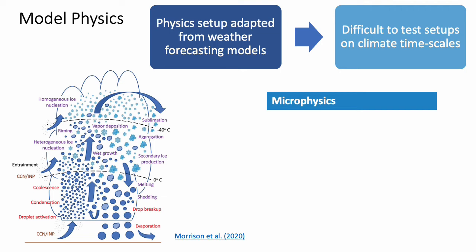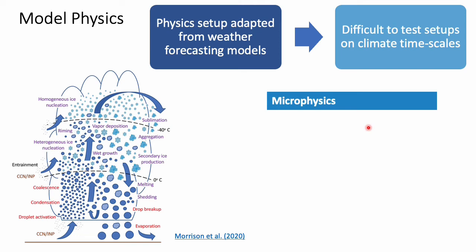So one of the challenges that we have when we use convection permitting models is the model physics. Many of the model physics that we use for climate applications are basically taken from numerical weather forecasting models. So many of them are developed for numerical weather forecasting, and we adapt them and run them in our climate change applications. One of the problems that we have here is really it's hard to test those parametrizations on climate timescales because it's so expensive.